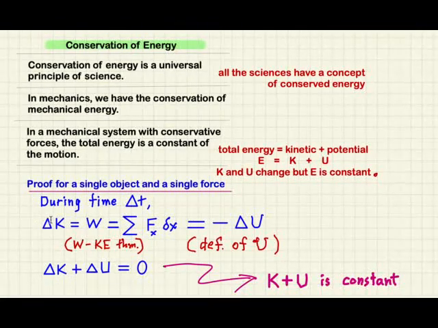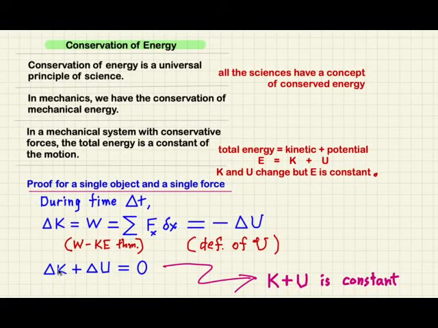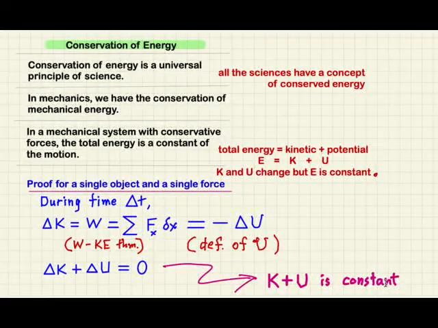All right, so delta K is minus delta U. Or in other words, delta K plus delta U is 0. The change of the total kinetic energy plus the change of the total potential energy is 0. There's no change if you add the energies together. In other words, K plus U is constant. If K increases, U must decrease by the same amount. Or if K decreases, U must increase by the same amount.